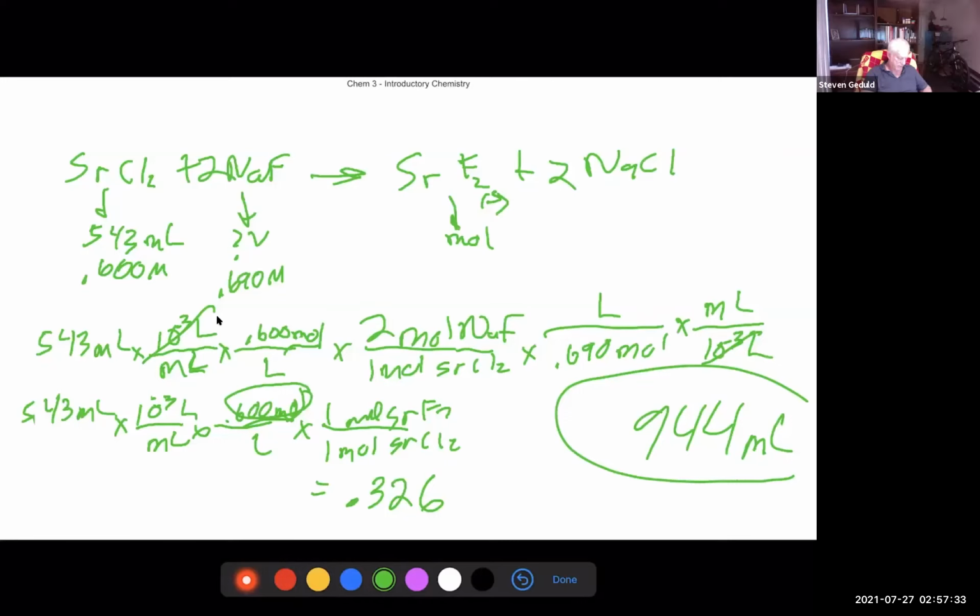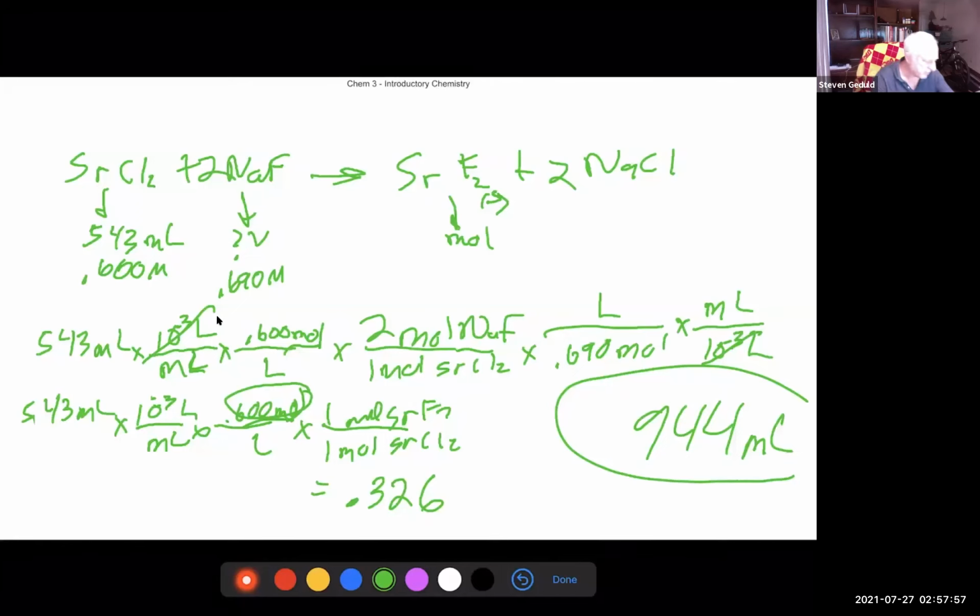Can't get this on myself. All right, lead-2 nitrate and ammonium iodide react to form lead-2 iodide and ammonium nitrate.